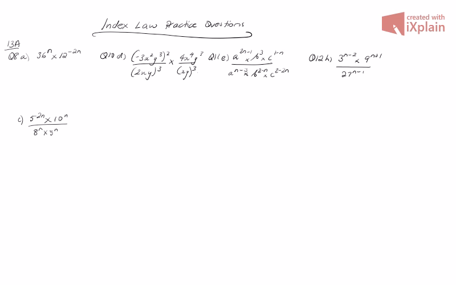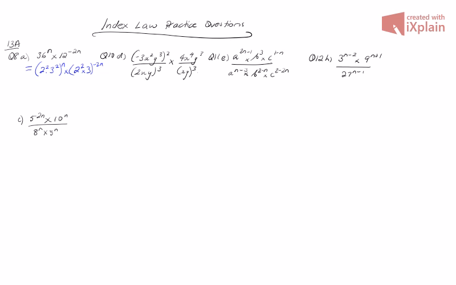So starting with 8a. The trick with any of these questions where you have large numbers in the base is to change those large numbers down to their primes. So 36 is 4 times by 9. So that's 2 squared times by 3 squared. And 12 is 3 times by 4. So that's 2 squared times by 3. And the powers will stay the same.